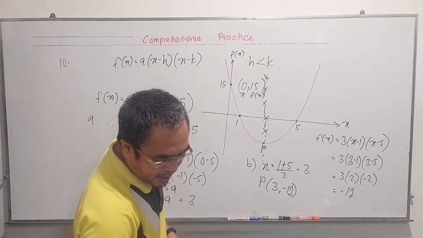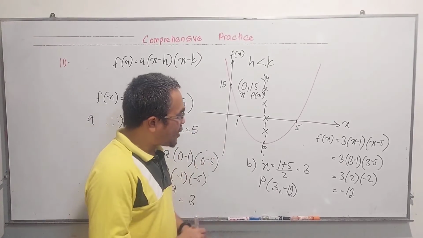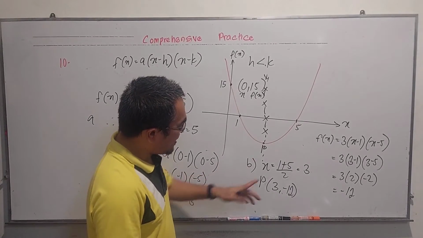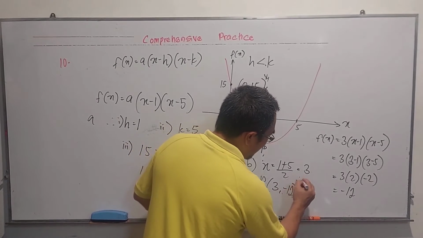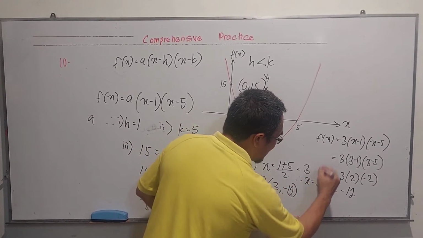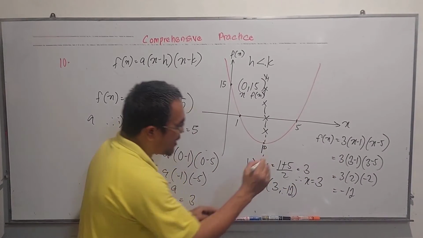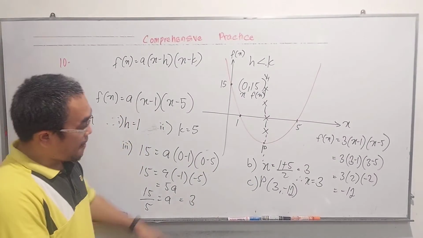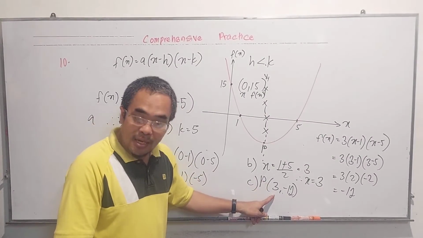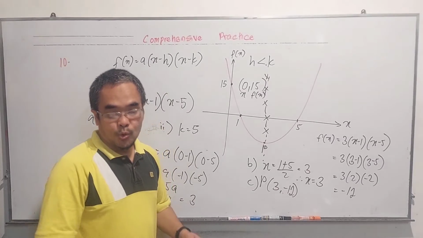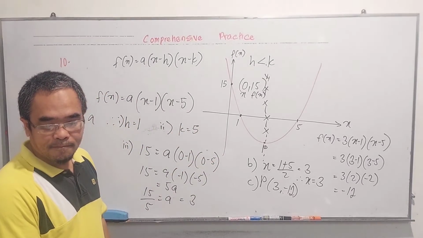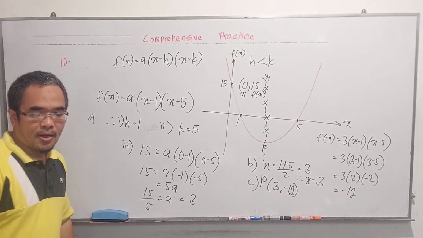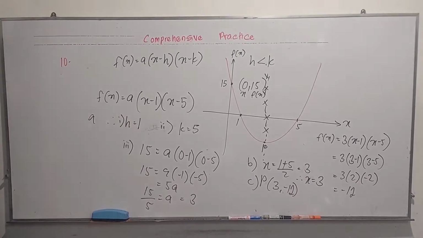Actually, for B, this is the answer: x equals 3. So I will write x equals 3. And this is actually the answer for question C: P, the x is 3, then the y is negative 12. Is there anything you want me to clarify further? Okay, take note of that.